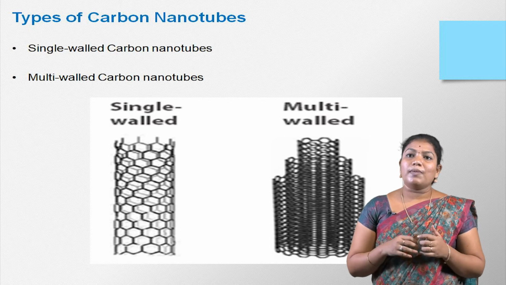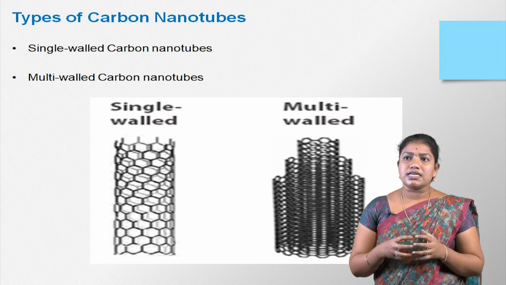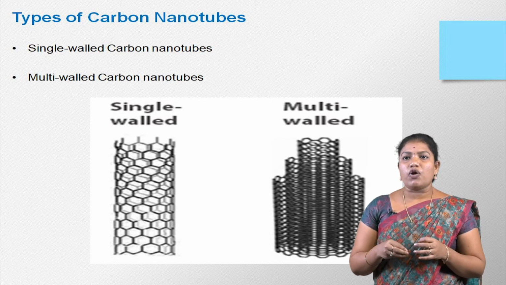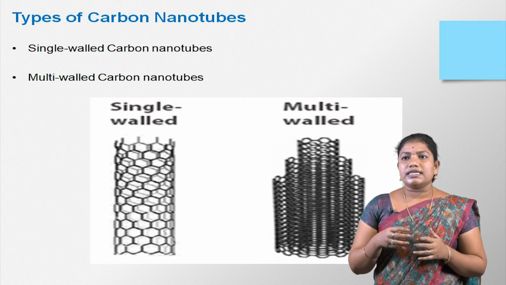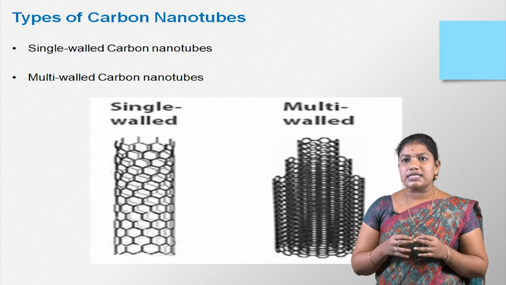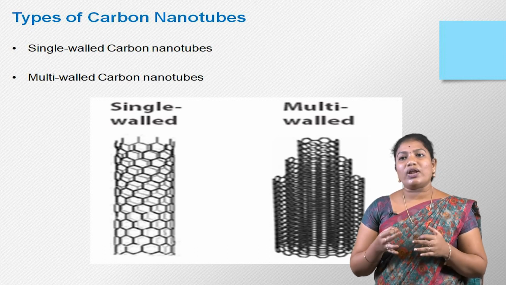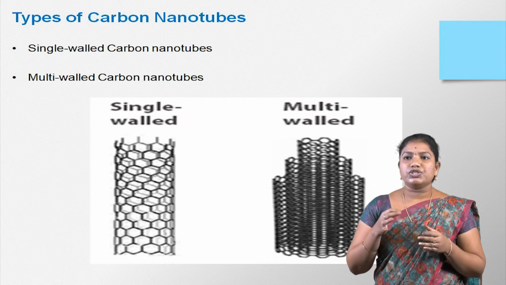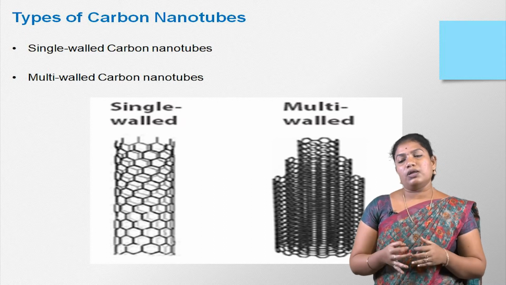The second one, the multi-walled carbon nanotube, is represented as MWCNT. It is composed of several nested carbon nanotubes. These types of nanotubes have two diameters, one known as the outer diameter and another known as the inner diameter. For example, the chiral multi-walled carbon nanotube.